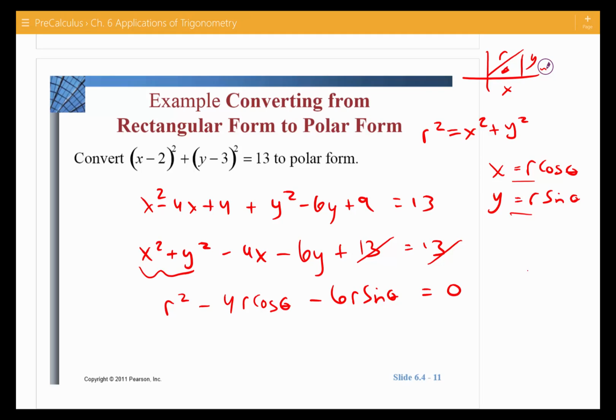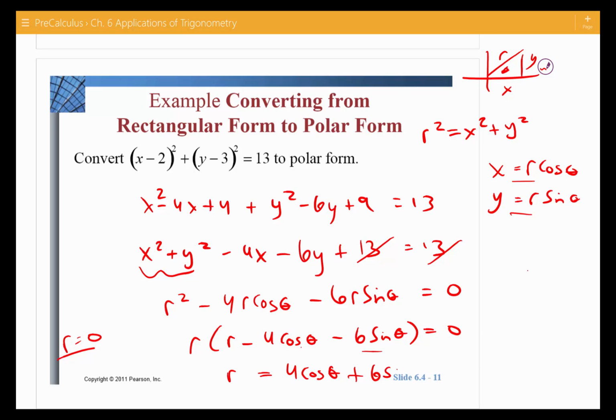equals 0. I'm going to factor out an r, and I get r times (r minus 4 cosine of theta minus 6 sine of theta) equals 0. So I get two things. I could set r equal to 0. That doesn't help me at all. That's not going to give me anything of use. But I could set this equal to 0 to solve this equation. And when I then set it equal to 0, move these things over to the right side, I get r equals 4 cosine of theta plus 6 sine of theta. And that would do just wonderful.